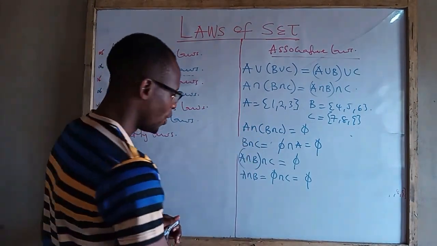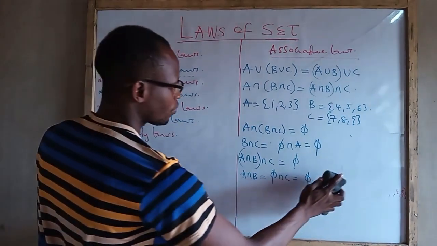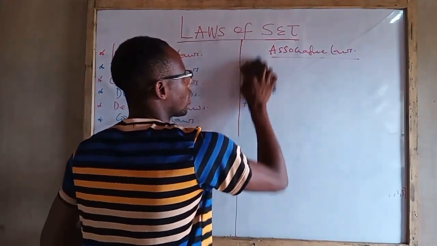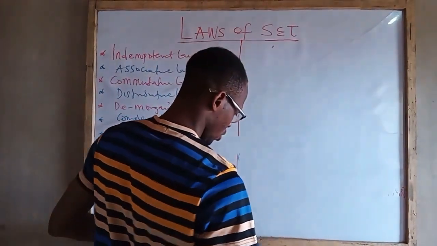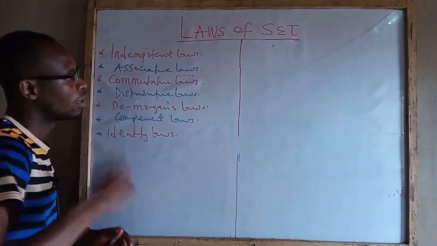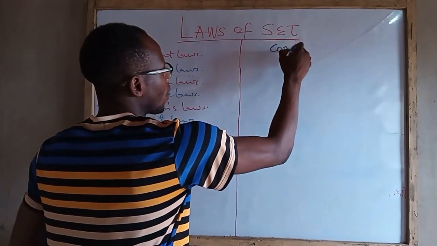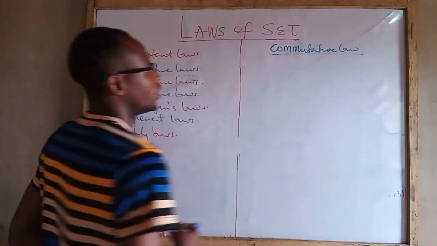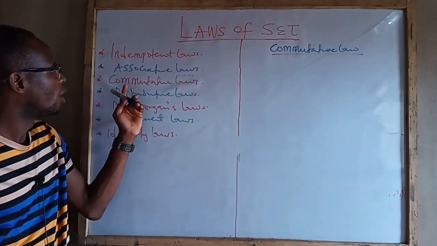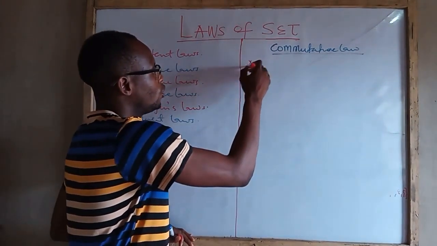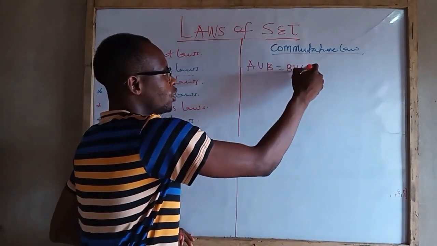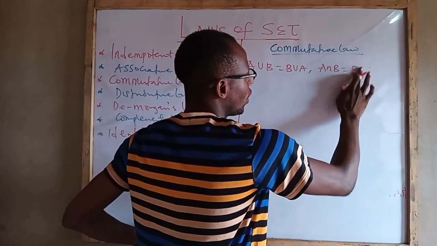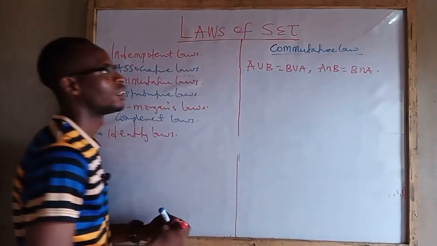So lastly, we have the commutative law. Now, when you talk of commutative law, this law states that A union B is equals to B union A, and also A intersection B is equals to B intersection what? A. That is commutative law.